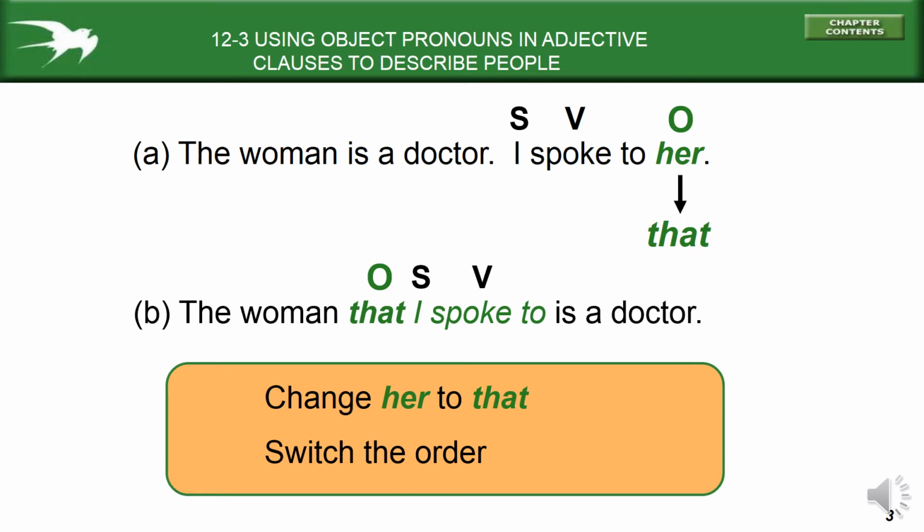Here we have the first example. The woman is a doctor. I spoke to her. As you can see, her is the object pronoun that refers to the woman. So one way to make an adjective clause is to change her to that and place it next to the woman, and it becomes, as in B, the woman that I spoke to is a doctor.